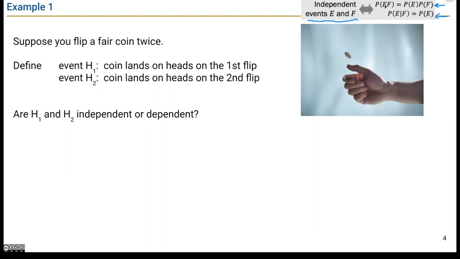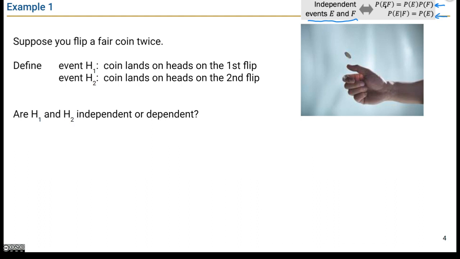Suppose I flip a fair coin twice. Let's define my event H1, that the coin lands on heads on the first flip. The event H2 is the coin lands on heads on the second flip. Are these independent or dependent? Okay, so intuitively, knowing that I got a heads on the first flip doesn't change anything about the coin. So it wouldn't change anything about the probability that the second flip would be heads versus tails. And so intuitively, I would expect these to be independent.